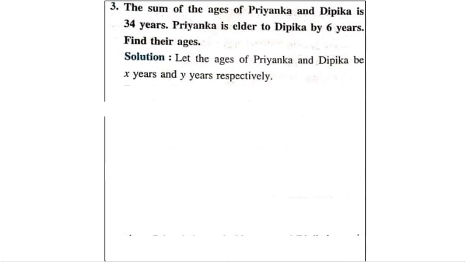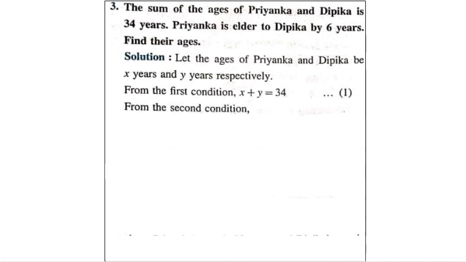Let the present ages of Priyanka and Deepika be x years and y years respectively. From the first condition, the sum of the ages of Priyanka and Deepika is 34. So it will be x plus y is equal to 34 years. Let's presume this to be equation number 1. From the second condition, Priyanka is elder to Deepika by 6 years.